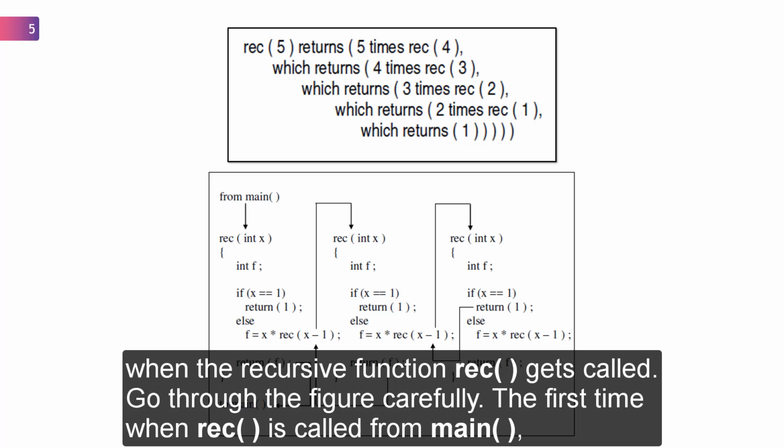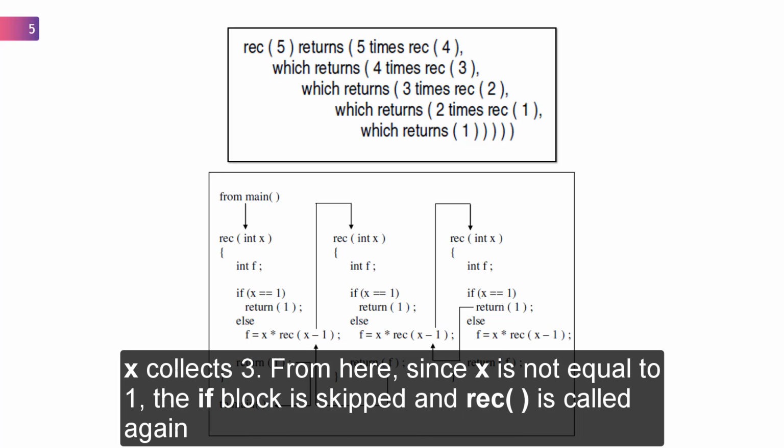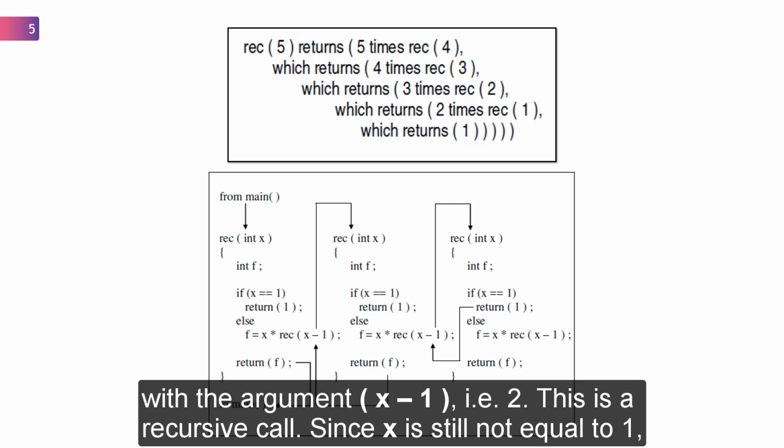The first time when rec is called from main, x collects 3. From here, since x is not equal to 1, the if block is skipped and rec is called again with the argument x minus 1, that is 2. So this is a recursive call.